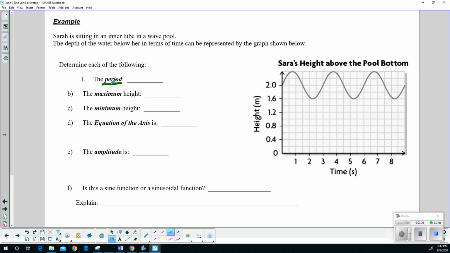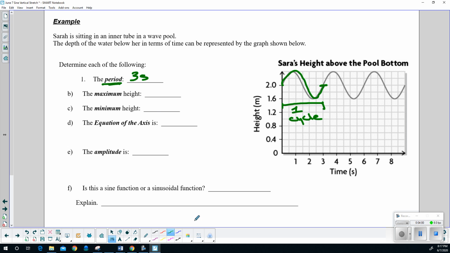So let's see. The period, remember, is the length of one cycle. So if I start the cycle here, then I go up, and I come down, and I go up, and then I start again at the middle line. So that is one cycle right there, from here to here. That's the length of one cycle. So that lasts for a whole 3 seconds.